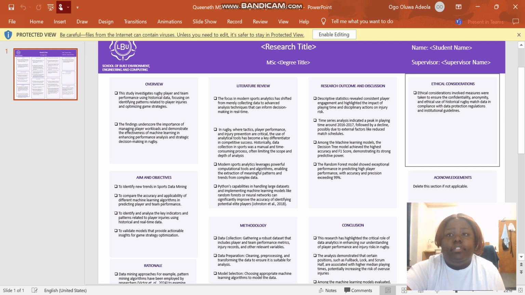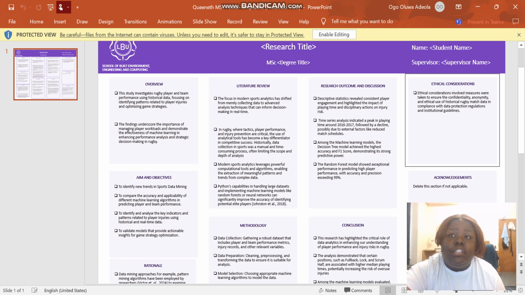The second objective, which is to identify and analyze the key indicators and patterns related to player injuries using historical and real-time data. In this objective, I focus on identifying and analyzing key indicators related to player injuries. I begin by examining the correlation matrix to see relationships between the different variables, such as the minutes played, the games played, and penalties. This helps me to understand how these factors might be associated with injuries.